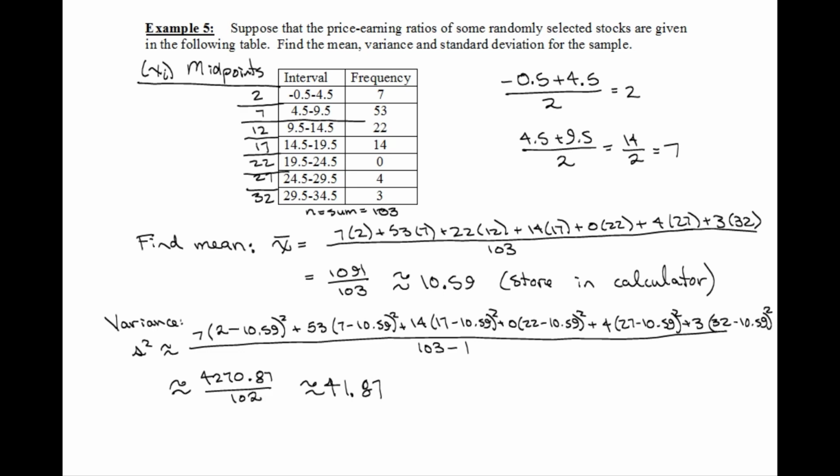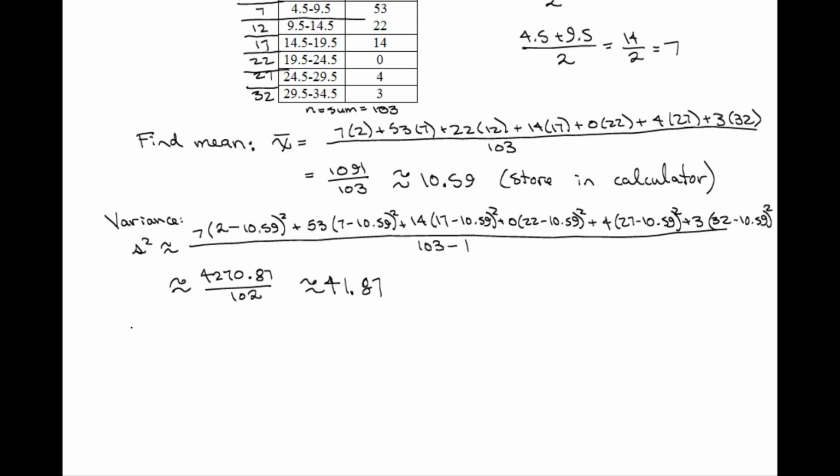Now, to get your standard deviation, what do we do? It's always the square root of the variance. And we're going to call it S. So it's going to be the square root of our variance. So that's going to be about the square root of 41.87. So take whatever answer you already have in your calculator, take the square root. You should end up with about 6.47.